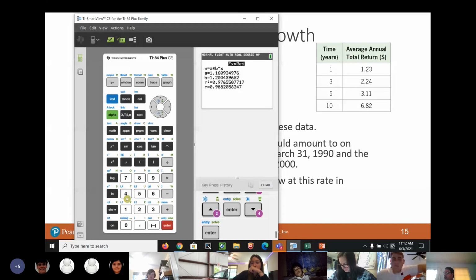All right, let's write that down. So I'm going to calculate those two numbers all the way to the last digit. So that'll be 1.160934976 times 1.200439652, and that is to the x power.